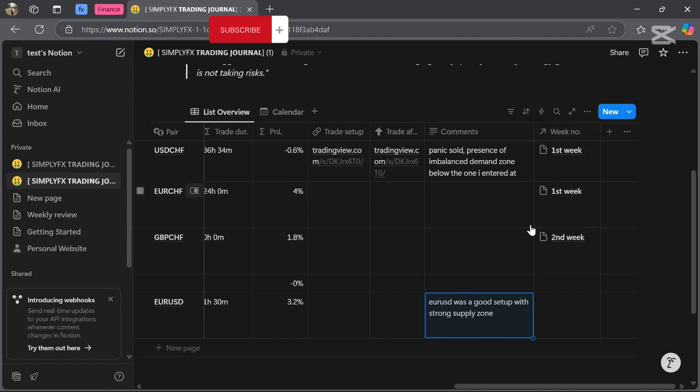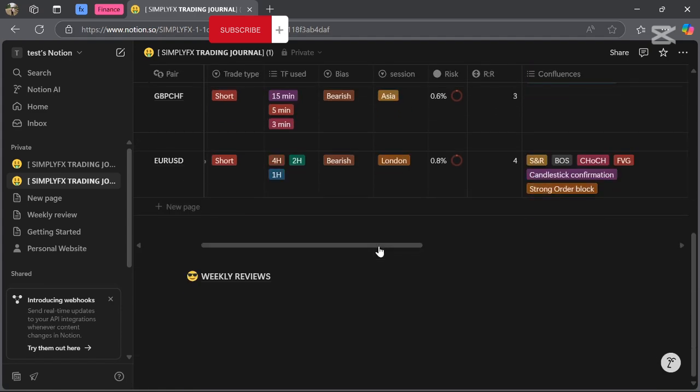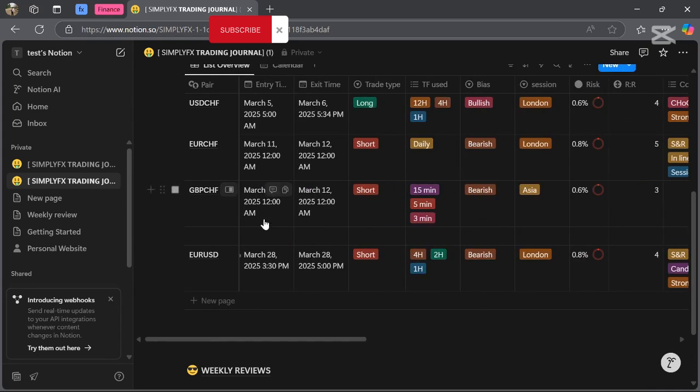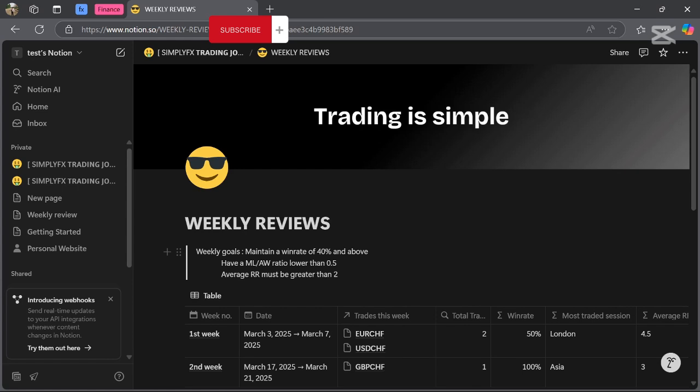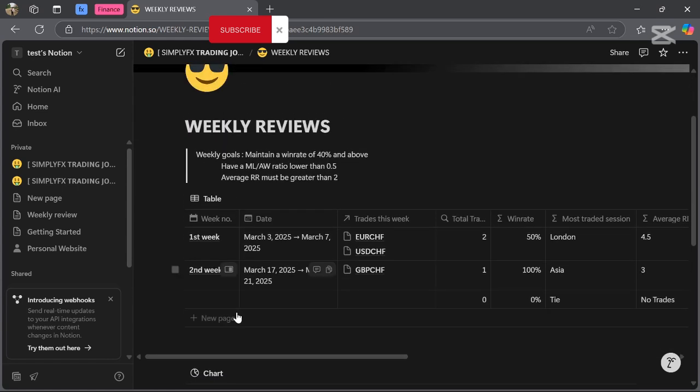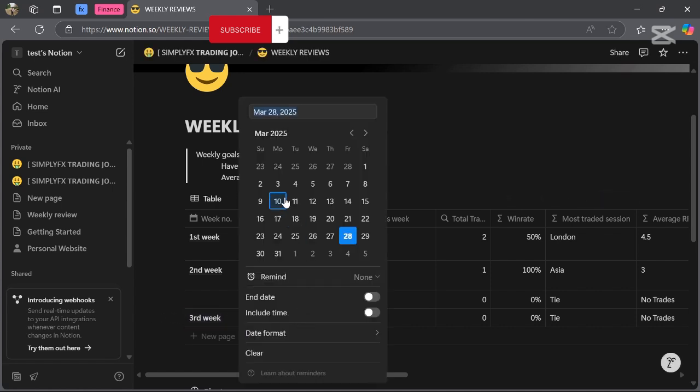This week number links you to the weekly review. So let's head over to the weekly review, and let's say we took this trade on the 3rd week. We had the 3rd trading week. So we just put when the week started. That was going to be 24th, Monday. We'll add an end date, and it ended on Friday.